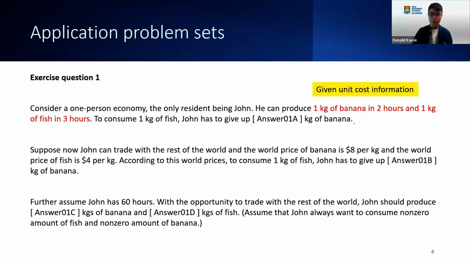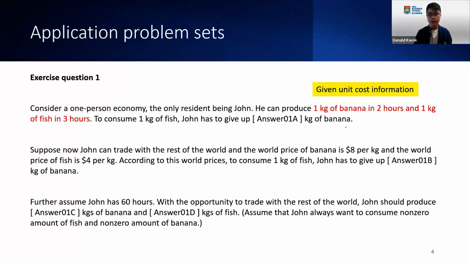All right, so let's go through the application problem sets. The first question is about the power of trade and comparative advantage. We have a one-person economy. The only resident is John. He can produce 1 kg of banana in 2 hours and 1 kg of fish in 3 hours. To consume 1 kg of fish, John has to give up how many units of banana?